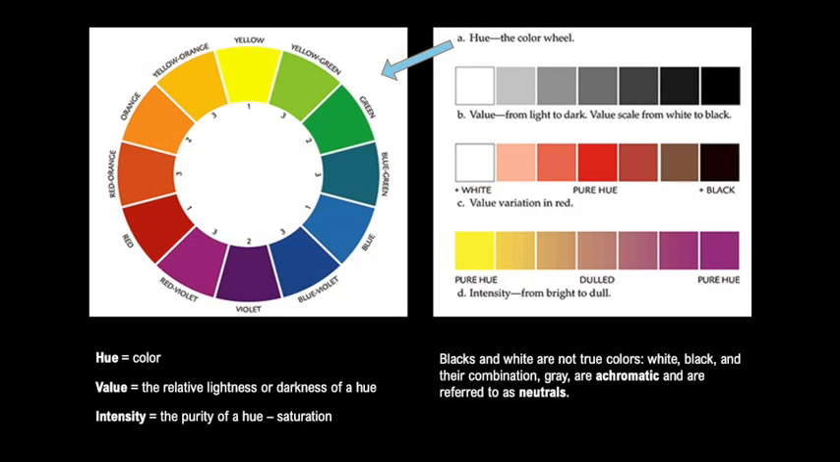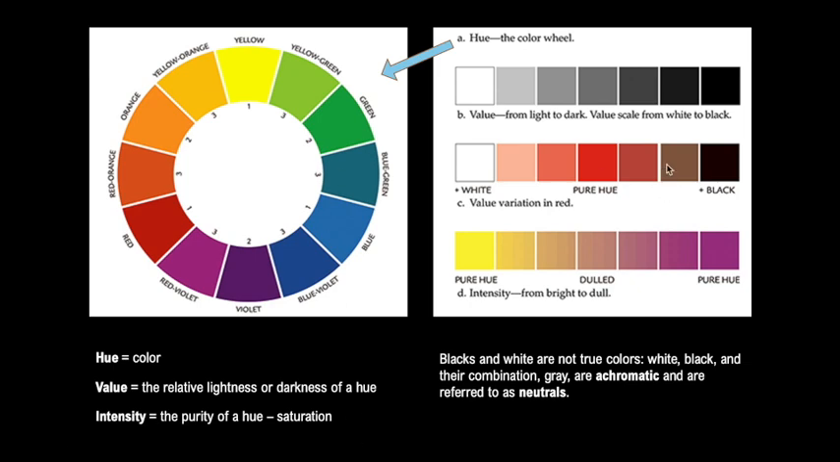Right. Now, here we have the very straight up traditional color wheel. I've got some terms here. They're really basic. Hue means color. Value is the relative lightness or darkness of a hue. Adding black produces a shade. Adding white produces a tint. Intensity is the purity of a hue, its saturation. Blacks and whites are not true colors, and their combination, gray, are achromatic. They're referred to as neutrals.